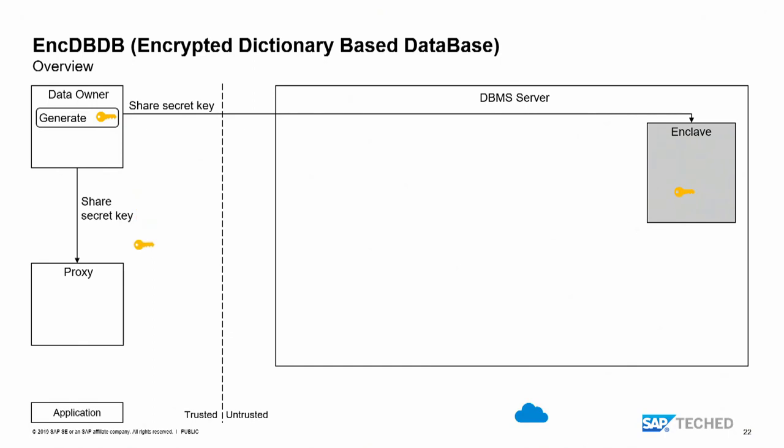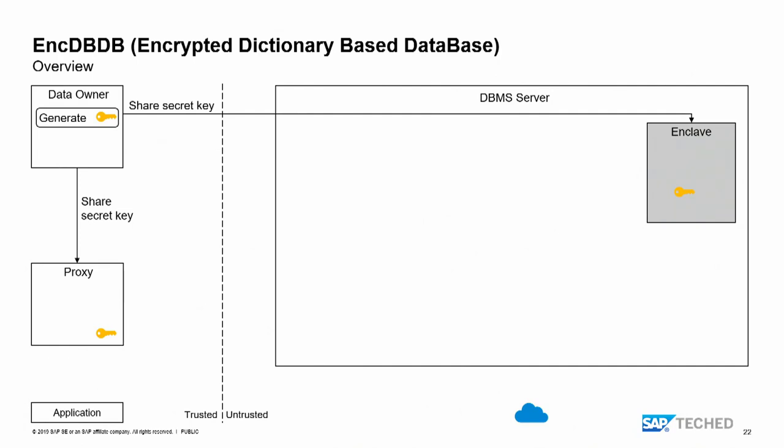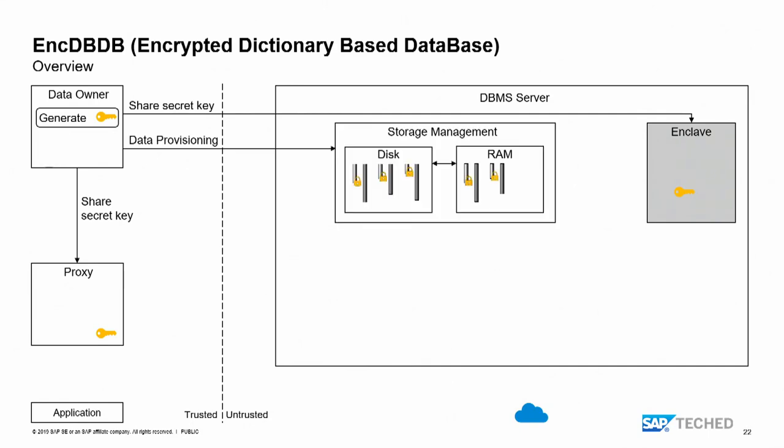He also shares the secret key with the proxy that's in his trusted environment. It doesn't really matter how that's done. And then he encrypts his data, which means he encrypts his dictionaries. And then he provisions those encrypted dictionaries together with the attribute vectors to the cloud provider. The data is loaded to disk. All data is obviously loaded to disk, and some, most, or all of it is loaded into the RAM. This is more or less a setup phase.